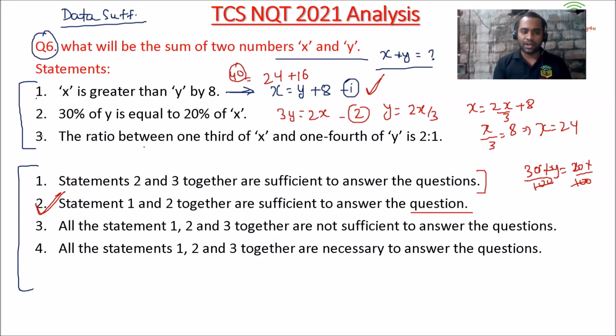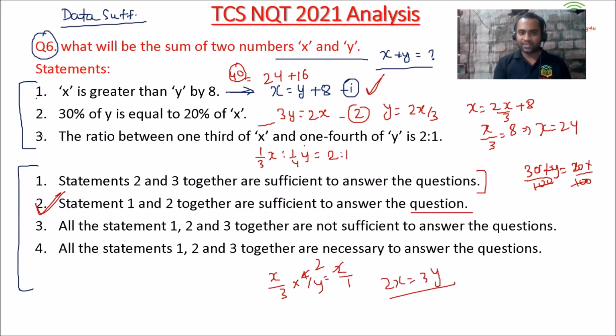Now the third equation. The ratio between 1/3 of x and 1/4 of y is equal to 2 is to 1. So I could write x by 3 into 4 by y will be equal to 2 is to 1. So 2x will be equal to 3y. So this equation and this equation both are the same. When the equations are the same, we will not be able to calculate the value of x and y. So you can blindly say, sir, statement 1 and 2 together are sufficient to answer the question.